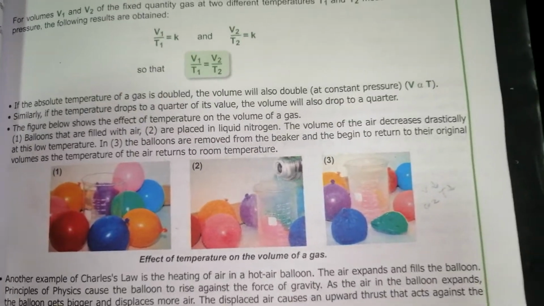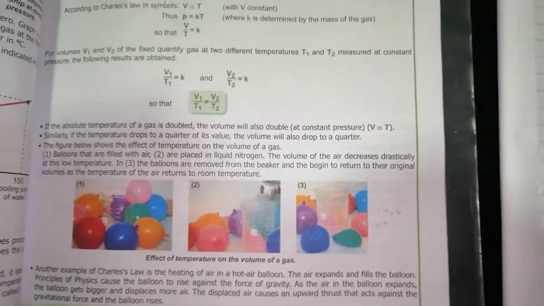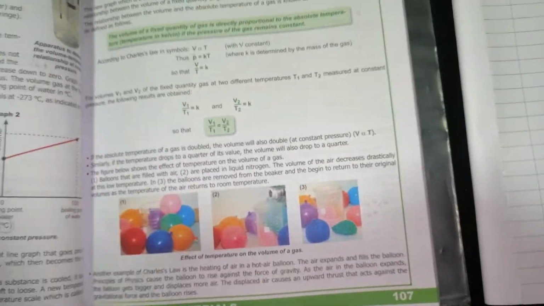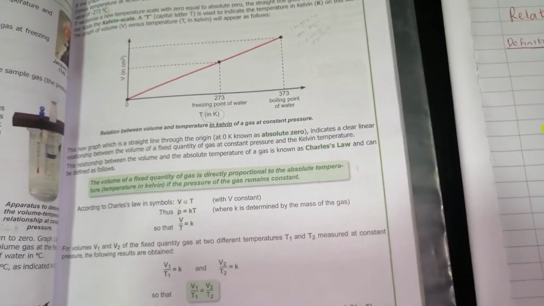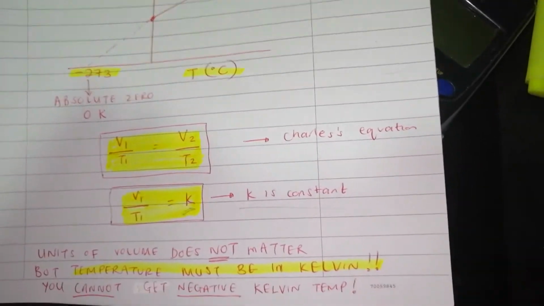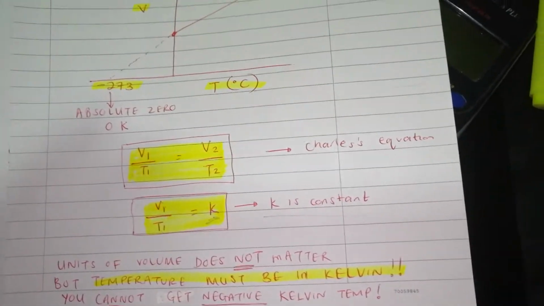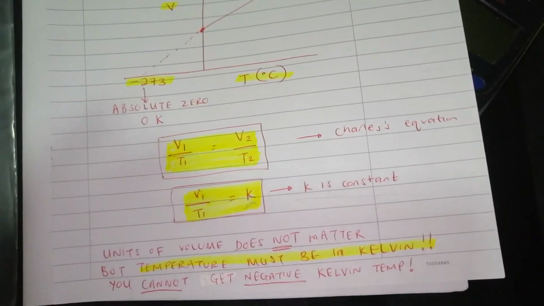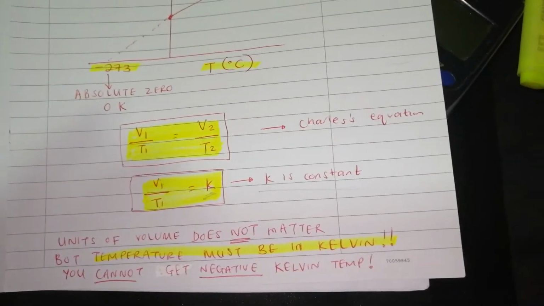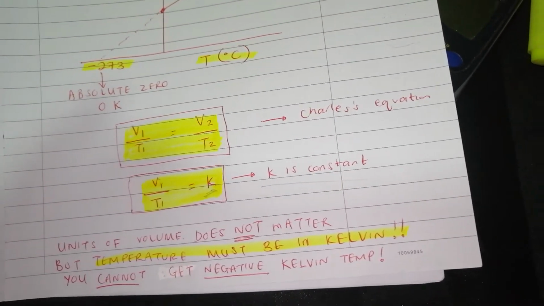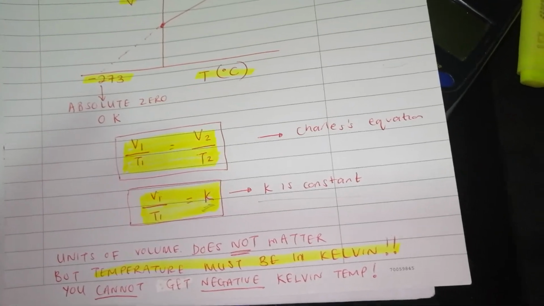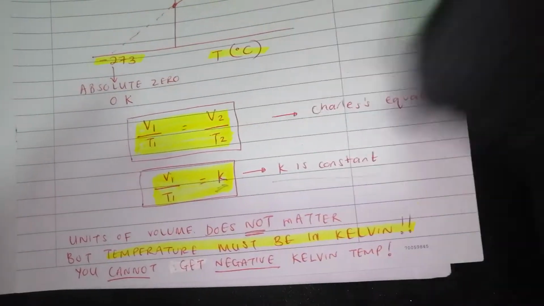Okay, now this section is another easy, nice section like Boyle's law. It's an easy way to get marks. All you need to know is the definition, which is volume is directly proportional to temperature in Kelvin when pressure is constant, and you need to know how to use these formulas. Now again, like Boyle's law, the units don't really matter for volume. You can use any units: centimeter cubed, decimeter cubed, meter cubed. As long as it's the same for V1 and V2, it will cancel out.